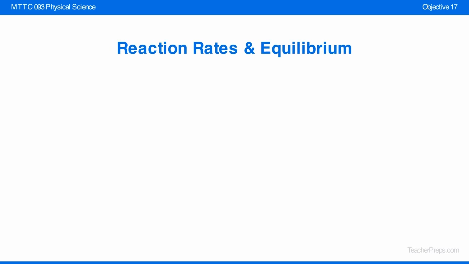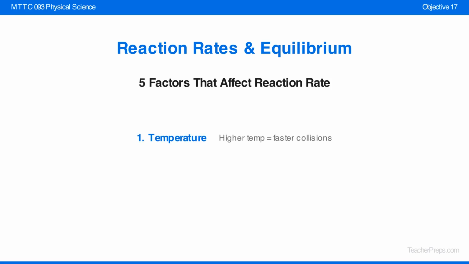What factors affect how fast a chemical reaction happens? There are 5 main ones. First, temperature. Higher temperature means particles move faster and collide more often and with more energy. Food spoils faster at room temperature than in a refrigerator.